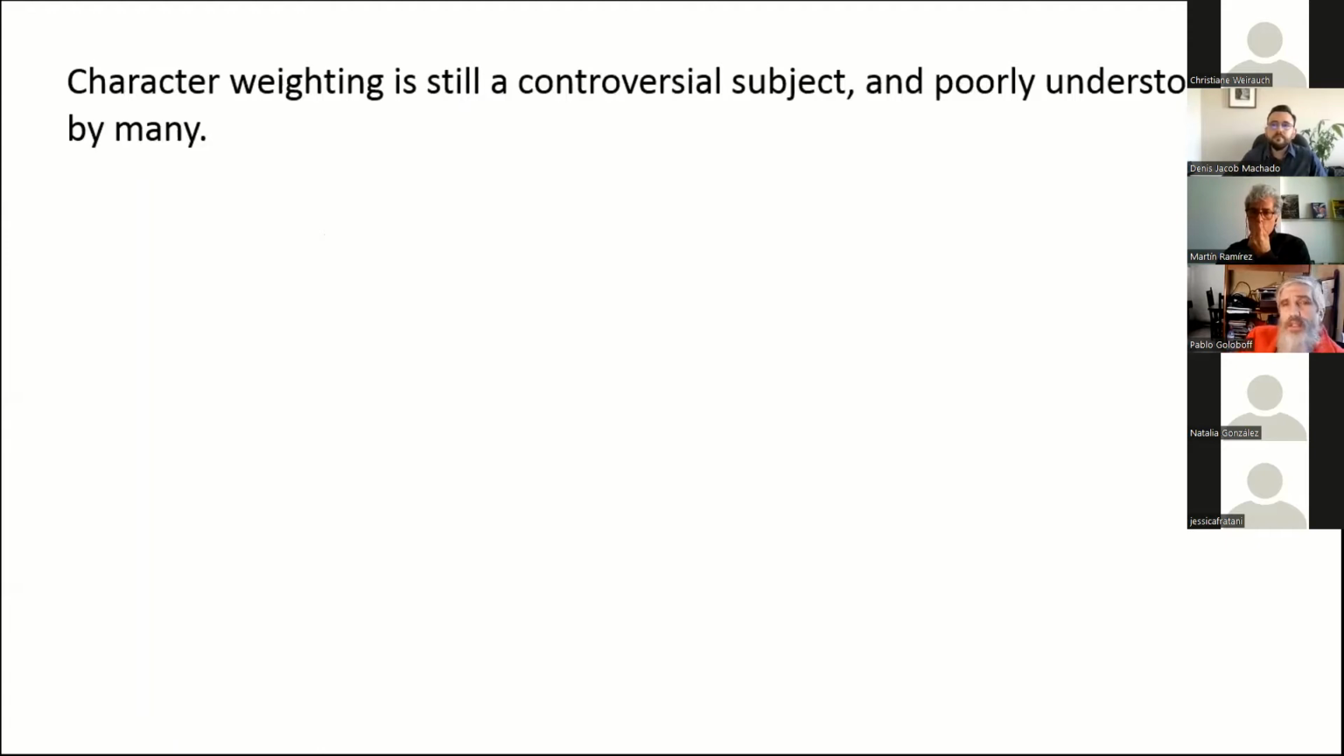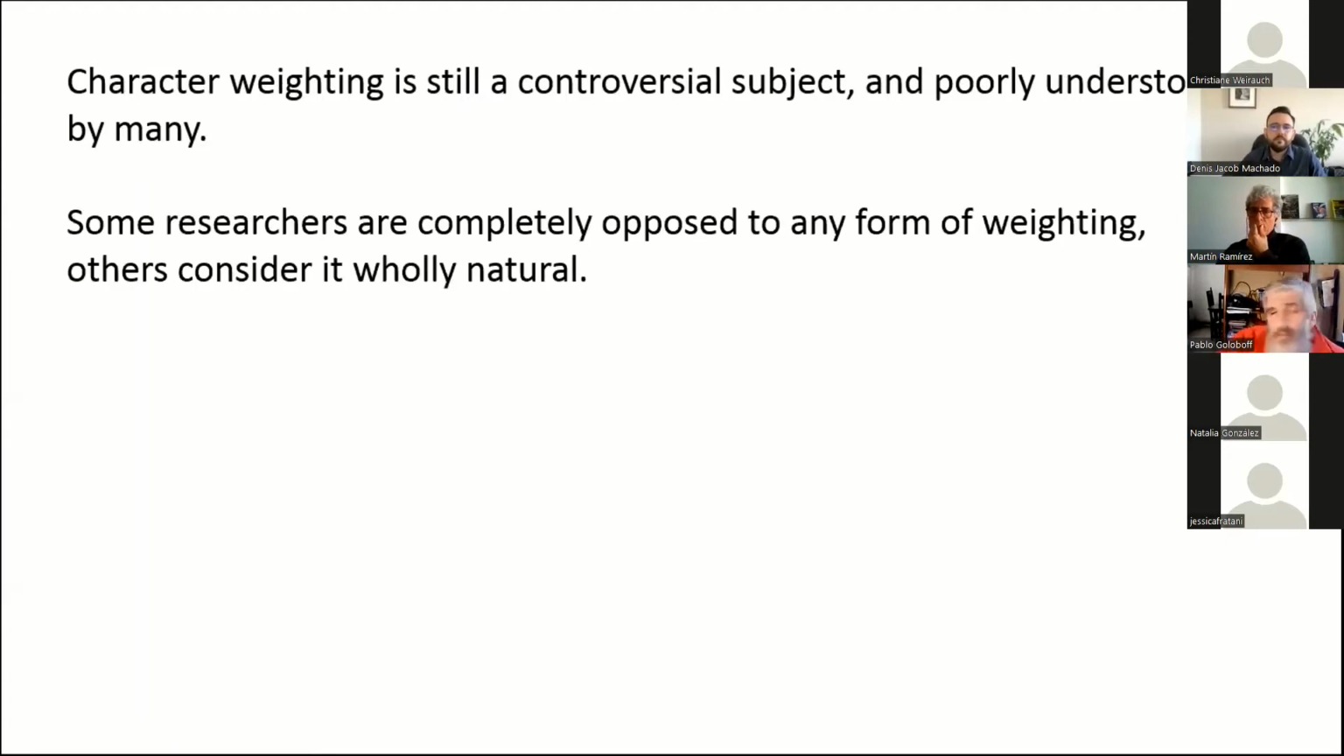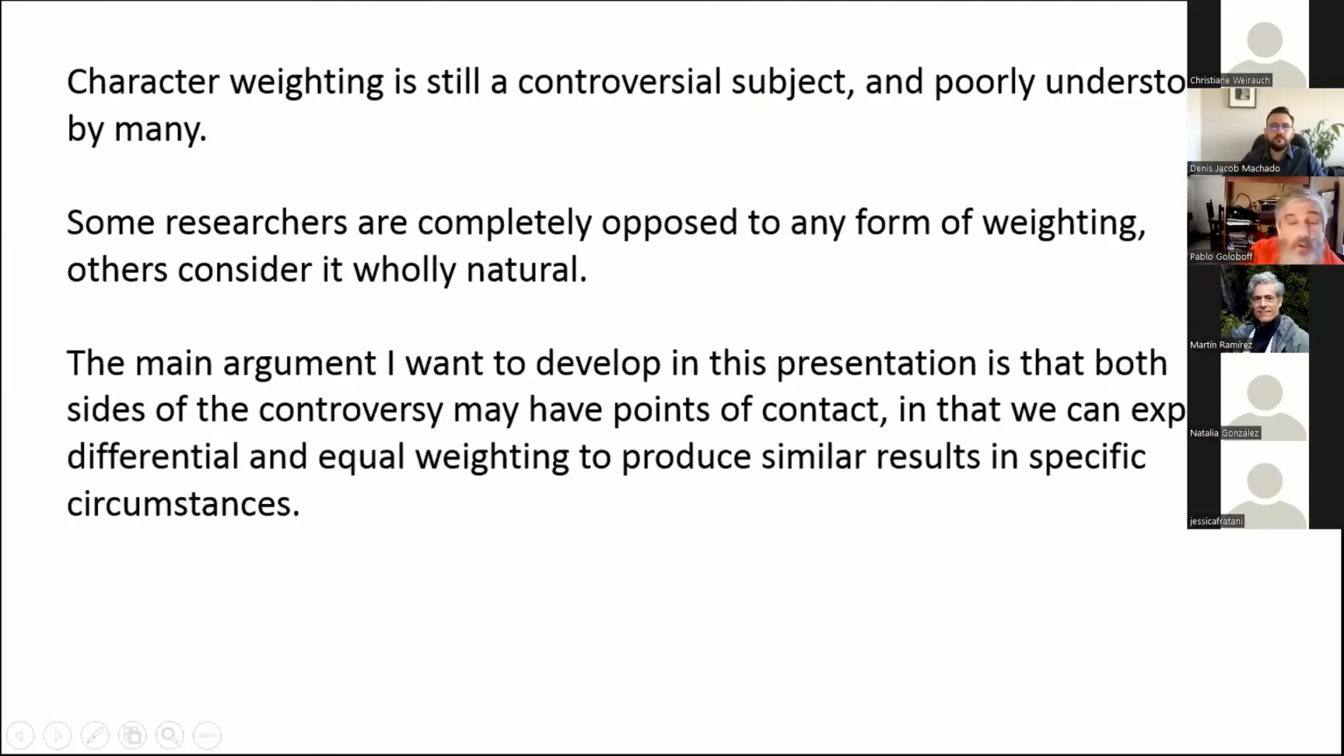Now, character weighting is still a controversial subject and poorly understood by many. Some researchers are completely opposed to any form of weighting, while others consider it wholly natural and logical. And I suppose most of you must know that I am one of those people who consider it natural, because I have done a lot of work on character weighting.